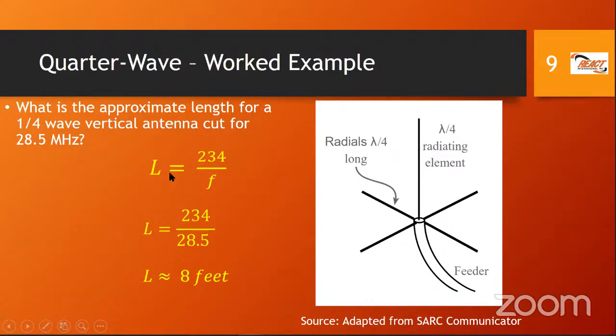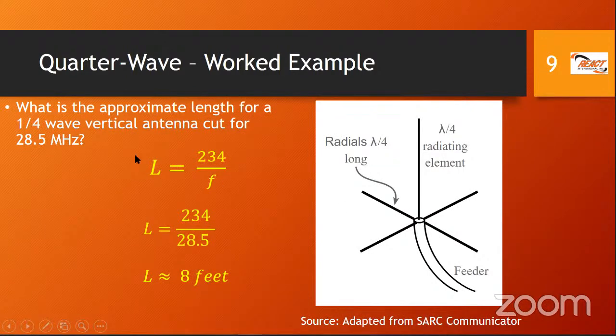So let's calculate it. L is equal to 234 over F. That's our formula, trusty magic formula number 2. So all we do is say, okay, L is equal to 234, which is a constant, over the frequency. Did they give us the frequency in the question? Yes, they did: 28.5. We plug 28.5 in where F is, and we end up with L is equal to 234 over 28.5. Convince yourself, use your trusty calculator, and you'll see that the answer is approximately 8 feet.